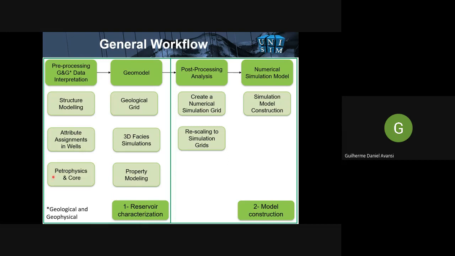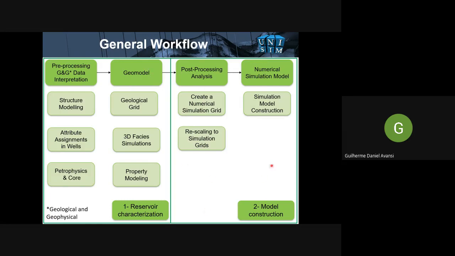So when we have all the information here, we can build our geological model, build our geological grid, and simulate the phases, simulate the reservoir properties. What I mean is porosity, permeability, and sometimes water saturation, etc. So this is the step of reservoir characterization. This was already presented by Manuel.